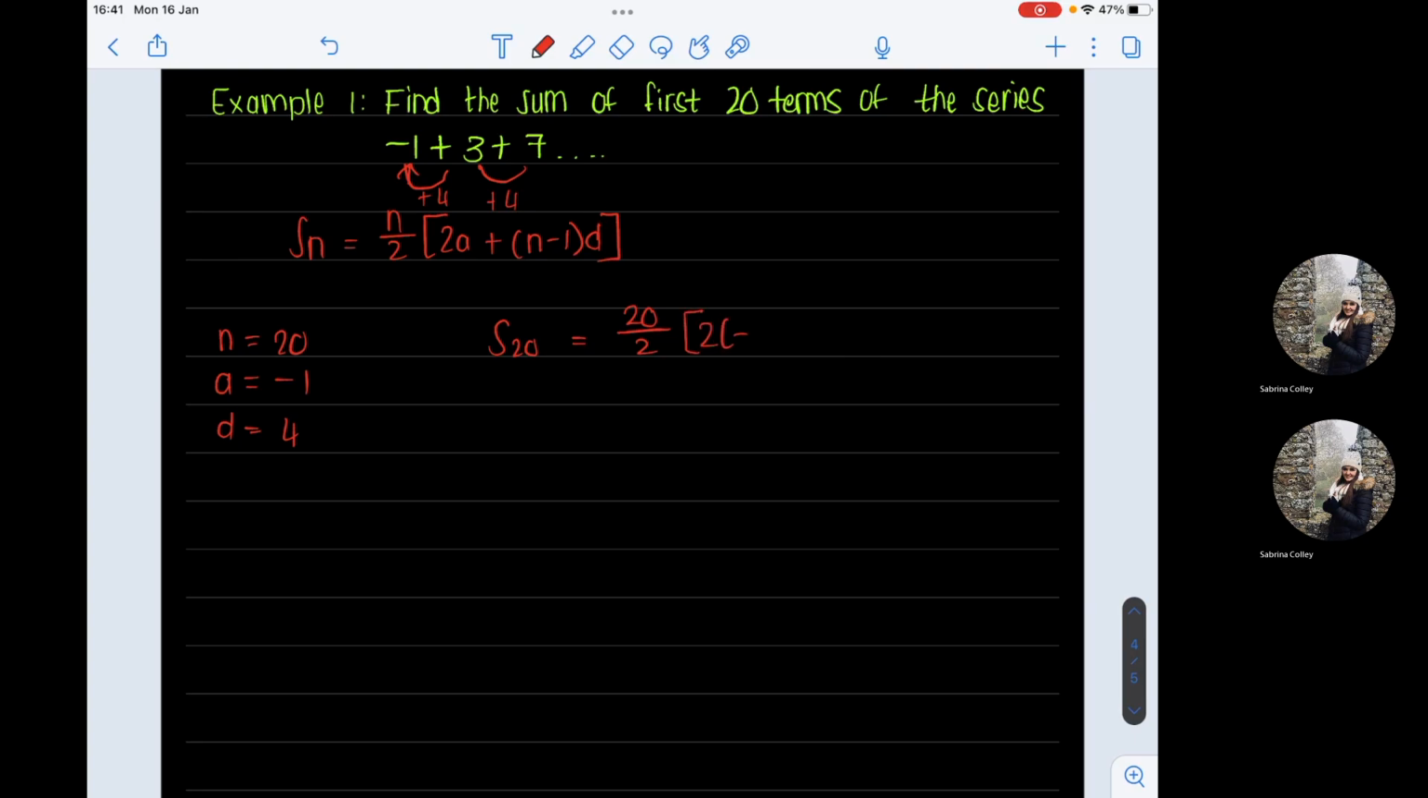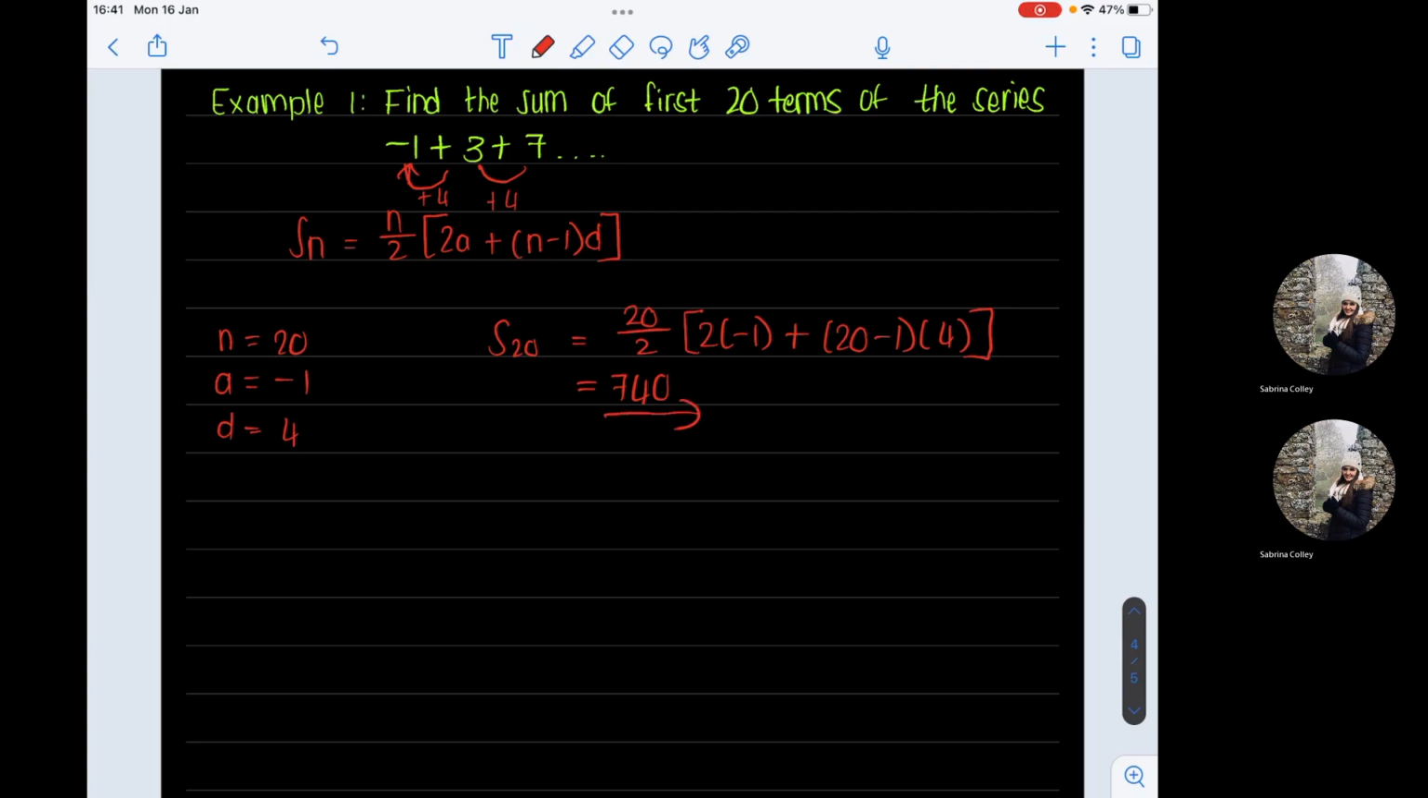2 times -1, so my first term, plus 20 minus 1 times 4. Okay, and I would put that into my calculator. As soon as you put that into your calculator, you would get 740. That is the answer if I took -1 plus 3 plus 7 plus 11. As you go on adding those terms together, this would be your final answer if you had to add all of them together.